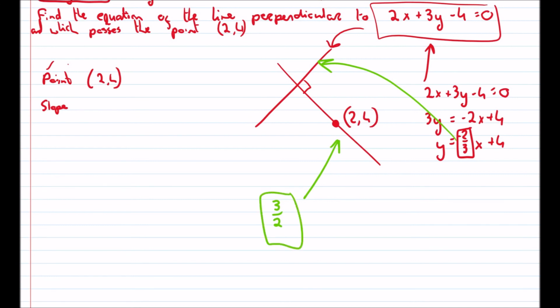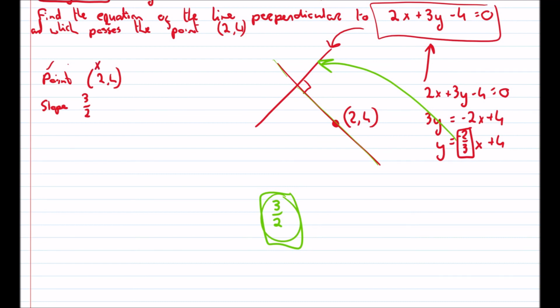3 over 2. Okay? That diagram is not perfectly correct because if you notice, this line here is going down the way, and actually it's a positive slope. Technically this line here should be going up the way and the other one should be going down the way. But that doesn't matter. This is only a sketch just to show you what's actually happening. So our slope here then is 3 over 2.